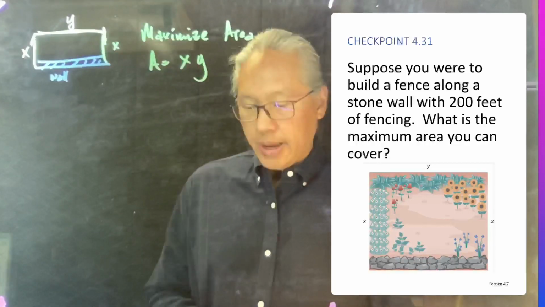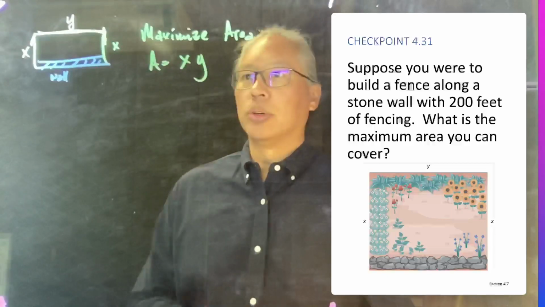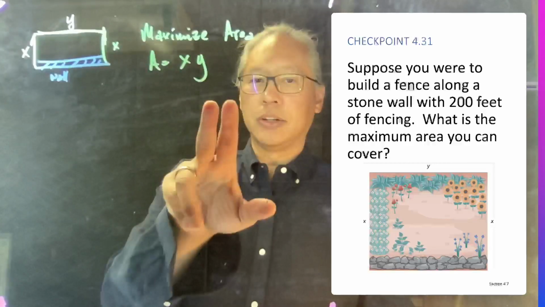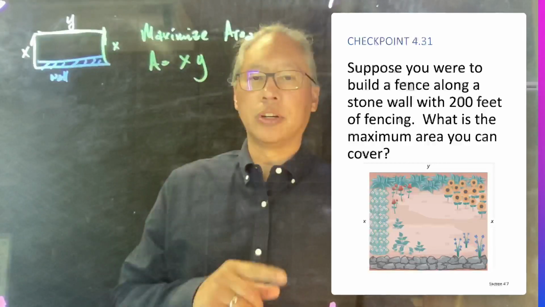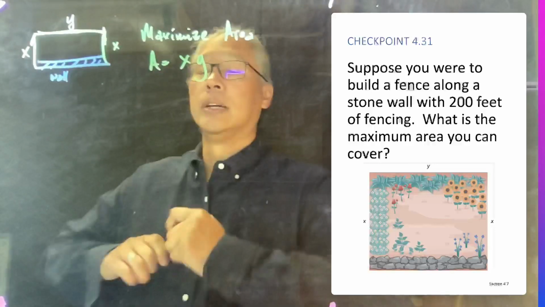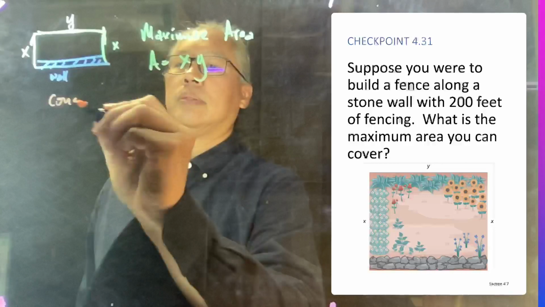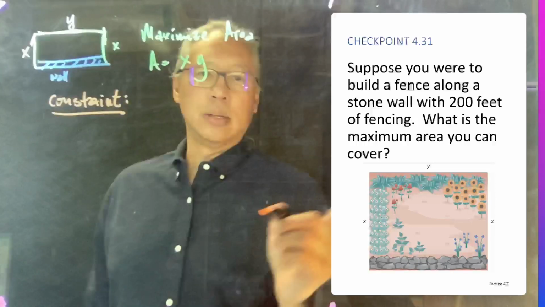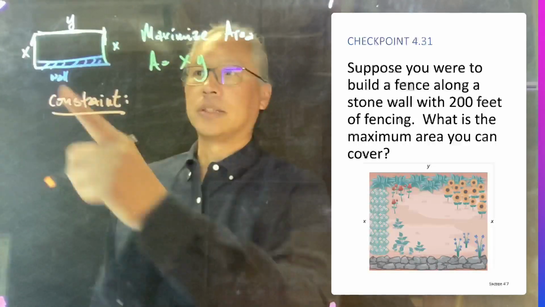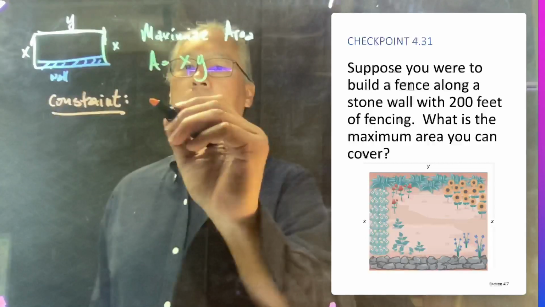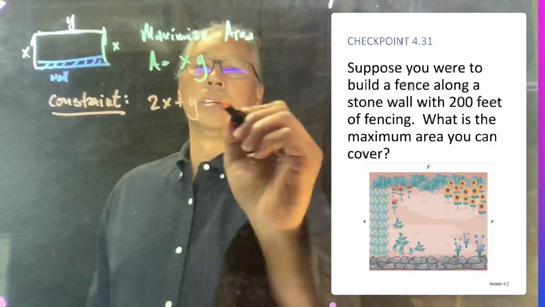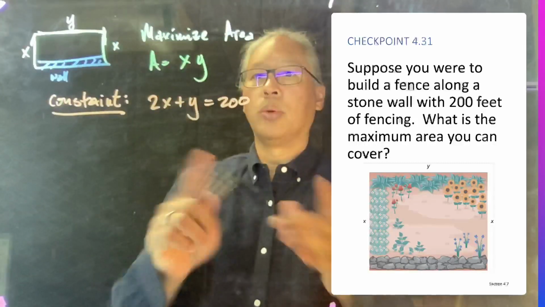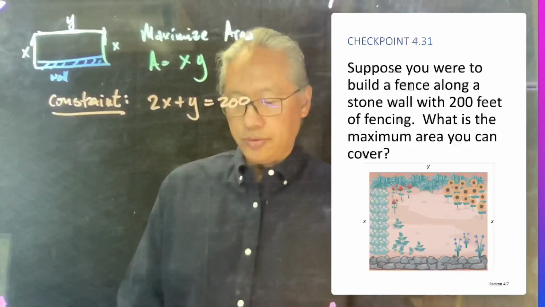Okay, now we have a constraint. A constraint will give us a relationship between the two variables that we have. So right now A is a function of two variables, but we want A to be a function of just one variable so we can do the derivative and all that stuff. So let's identify a constraint. And the constraint is this fact that we have 200 feet of fencing. So if we add up x plus x plus y, that's 2x plus y is equal to 200. Finding this relationship between x and y will allow us to get this into just one variable.